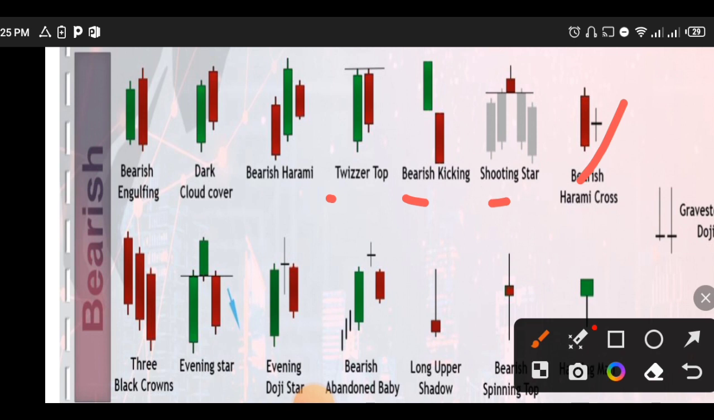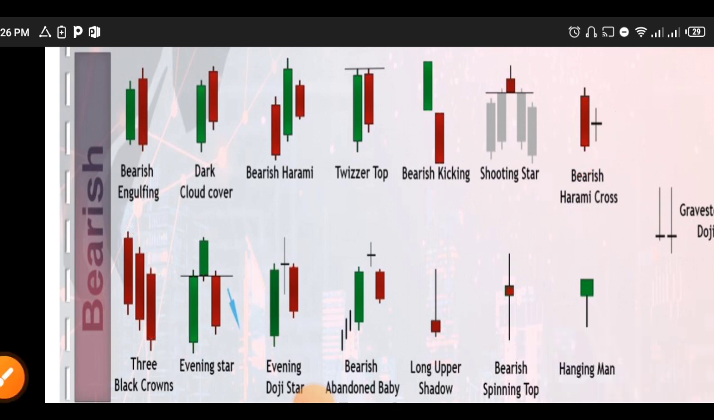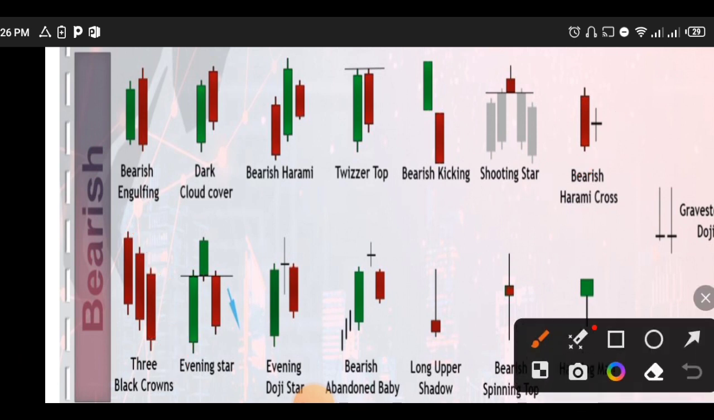This is the three black crows. You can also use this to sell. When you see these three big full-body candles, the next candle is probably going to be a sell. That is how you start selling. Then we have the evening star. We have the evening star, and we have the evening doji star.